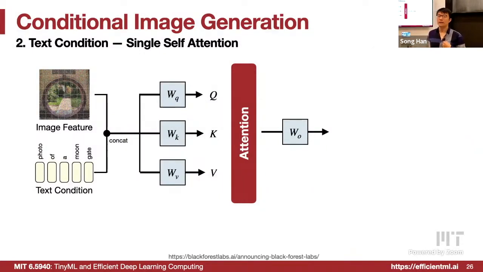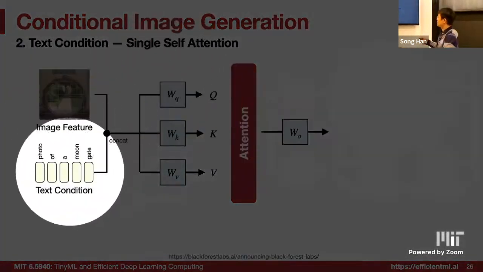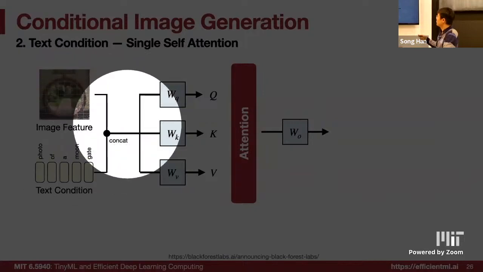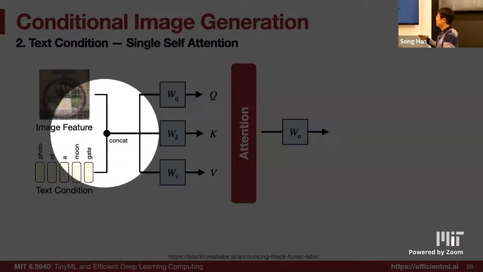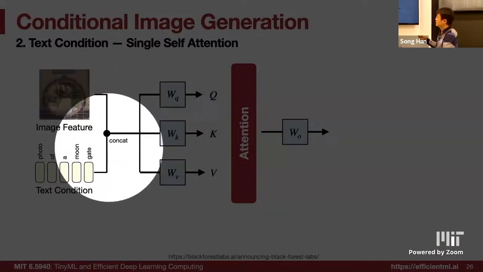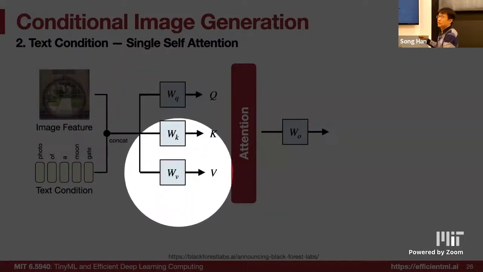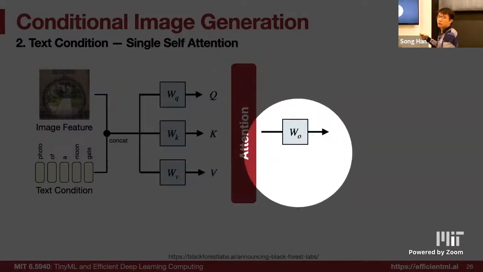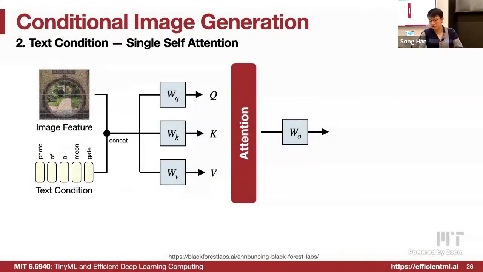What about totally combining them early? This is another approach, a single self-attention to combine the image feature and the text condition. The tokens are concatenated early, before we feed them to the QKV transformation. Since the image feature and text feature are concatenated already, we can feed them to the same QKV transformation. And after we pass them through the attention, we have a single output transformation. So this is the early fusion of the image and the text feature.